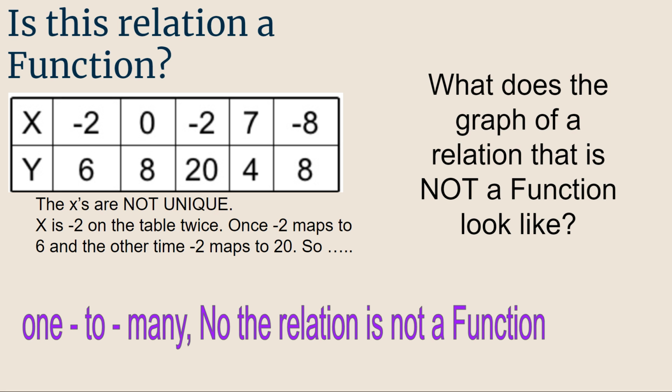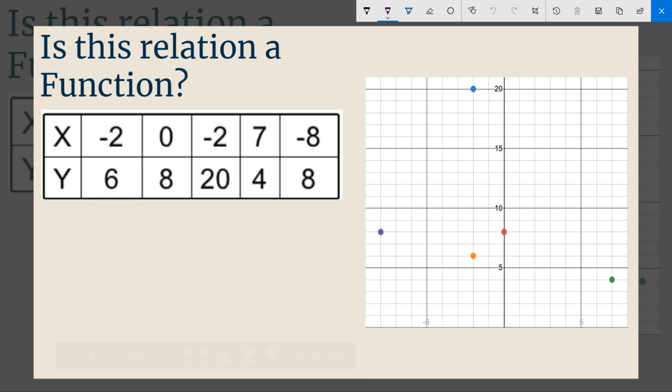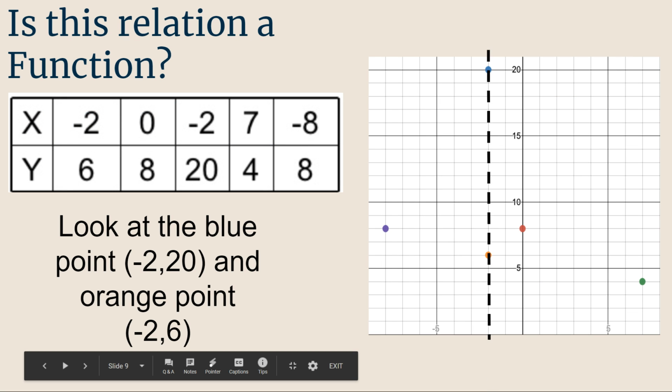Okay? And if we graph it, we can see what something that's not a function looks like. Right here, this blue dot, which was our negative 2, 20, and this orange dot, which is our negative 2, 6, they are on that same vertical line. Even though I didn't get my vertical line through the points, they're on the same line. Okay? So it doesn't pass the vertical line test. It's not a function. Oh, I had it animated.